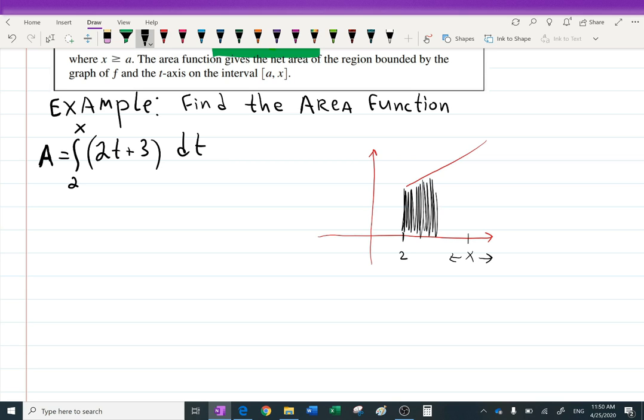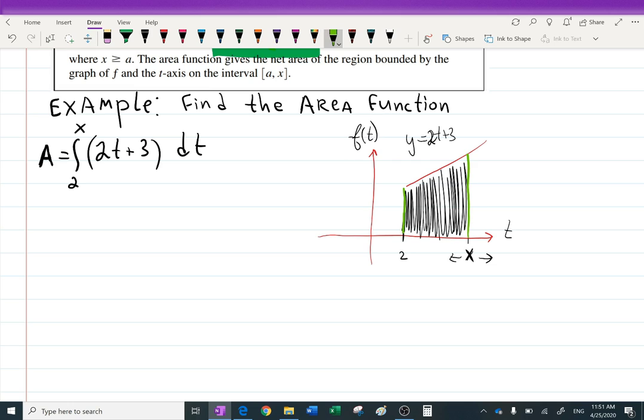As you can see, since y equals 2t plus 3, my input is t, my output is f of t, and x is the right endpoint. Since y equals 2t plus 3 is increasing, the areas keep increasing the more x is going to the right. When x goes to the left, the area is decreasing. Pretty cool idea. Well, actually here you can see that this is a trapezoid, right?